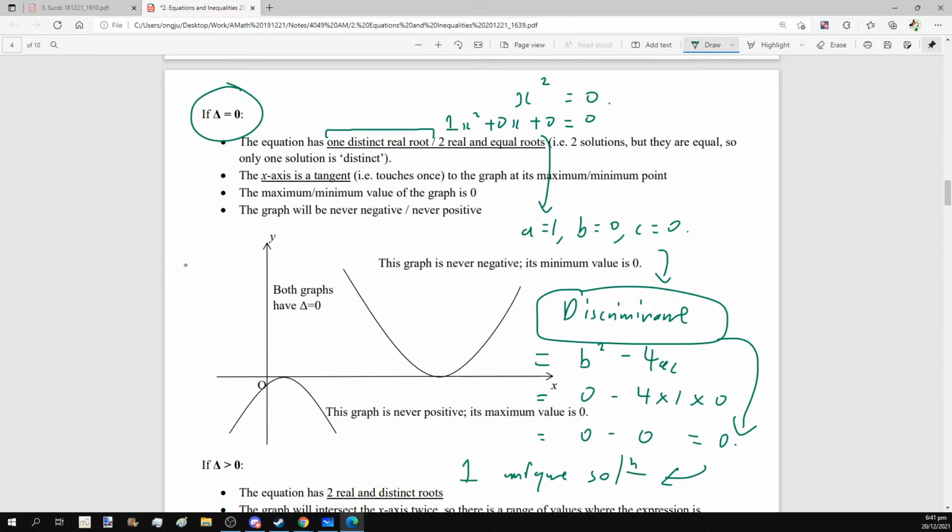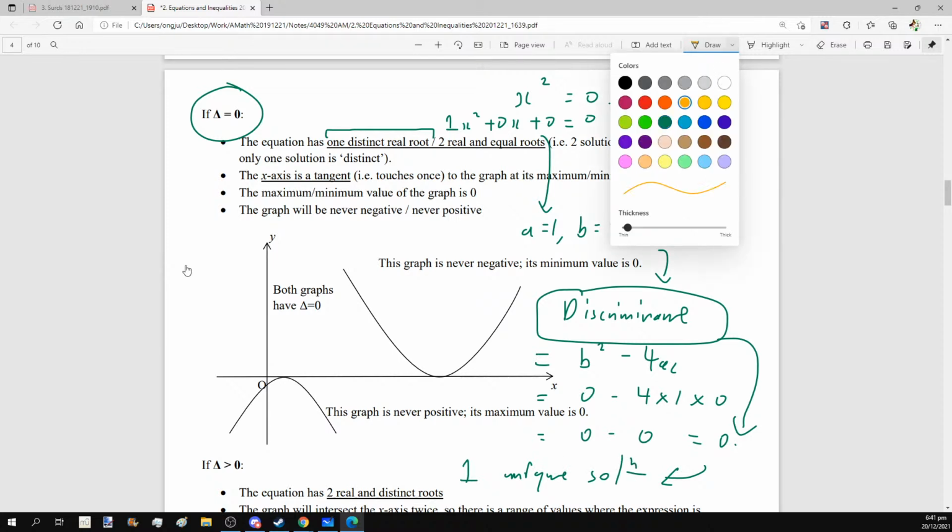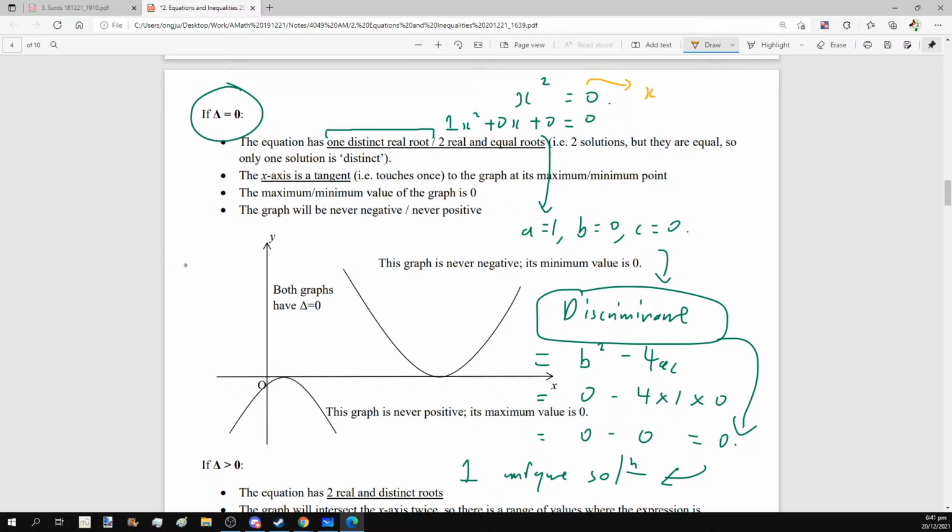And this makes sense because let's go back to the original math problem. X squared equals 0. That just means that x equals plus minus square root 0, which is equal to plus minus 0, which is equal to 0. So this is only one solution, and therefore it agrees with what we have written over here.